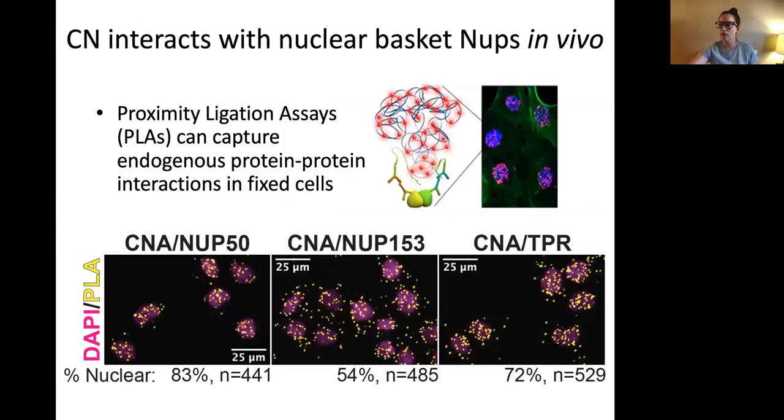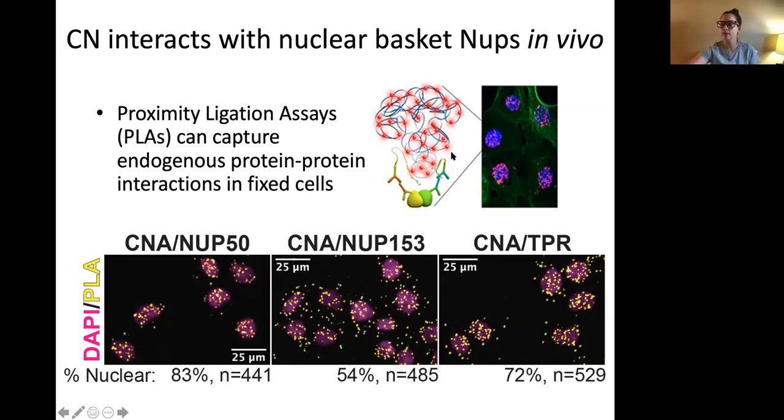And so to do that, we performed proximity ligation assays, or PLAs, on HeLa cells with antibodies directed to either calcineurin or either of the 3 nuclear basket Nups. So you're using antibody pairs in these assays. Just to remind you, PLAs work by capturing proteins within less than about 40 nanometers of physical distance. And they do this via rolling circle amplification off of species-specific antibodies between these protein pairs. So as shown, and that's schematized up here on the top right.